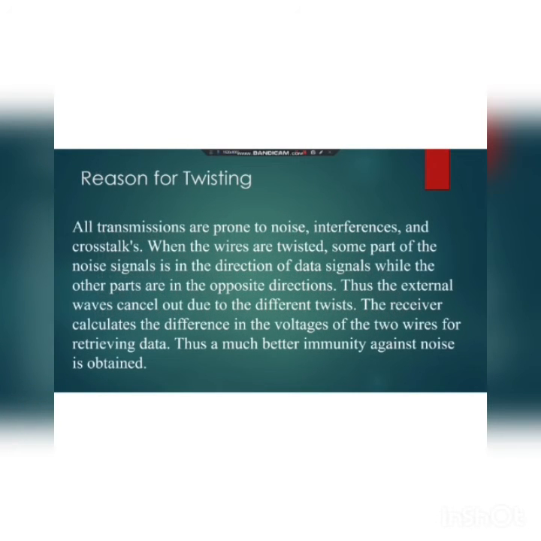Reason for twisting the pair: all transmissions are prone to noise, voltage interference, and crosstalk. When the wires are twisted, some part of the noise signal is in the direction of the data signals, while the other parts are in the opposite directions. The receiver calculates the difference in the voltage of the two wires for receiving the data.